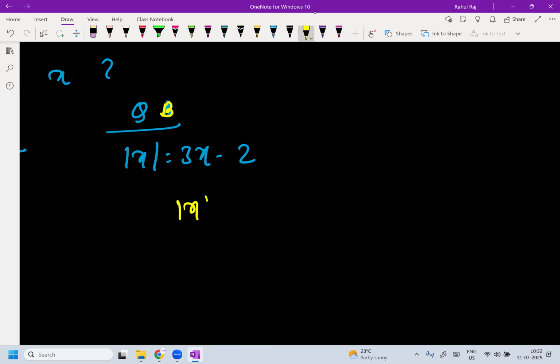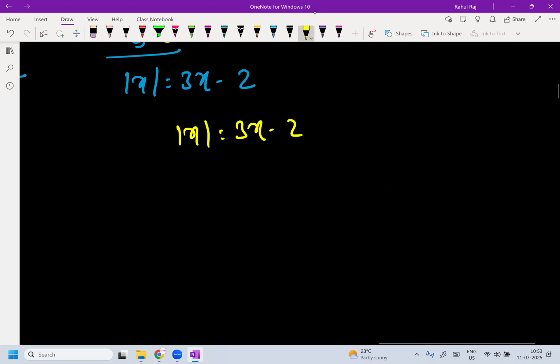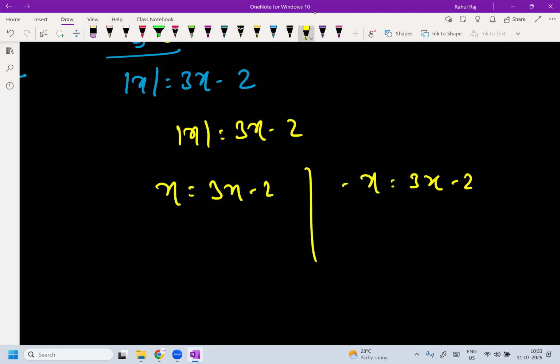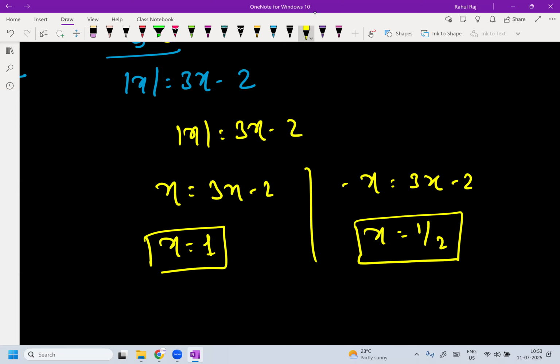So mod x is equal to 3x minus 2. Case 1? I'll simply solve it. Why should I get into case 1 and case 2? Simple. x is equal to 3x minus 2, and negative x is equal to 3x minus 2. Agreed? So this comes to this side, and on the left x is equal to 1. And this becomes minus 4x is equal to minus 2, so x is equal to half, right? Now I've told you, check validity.